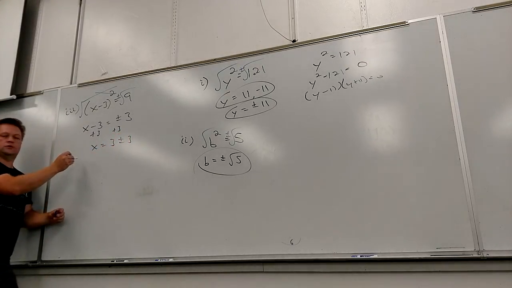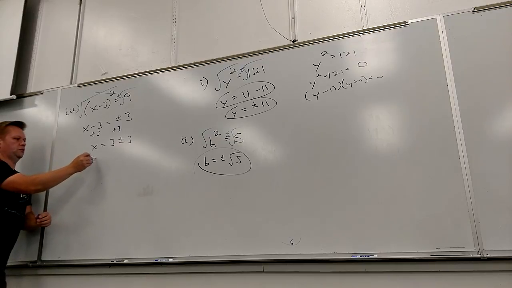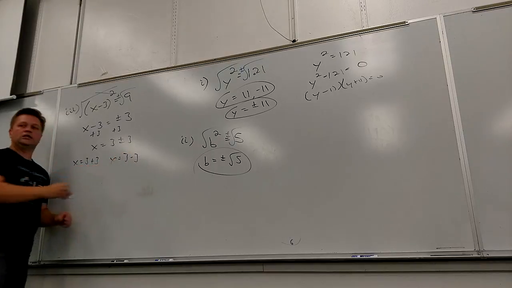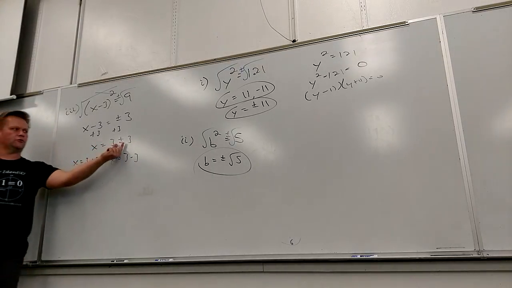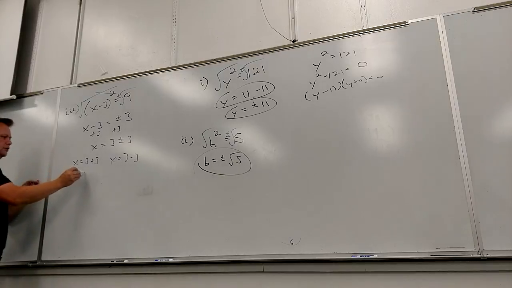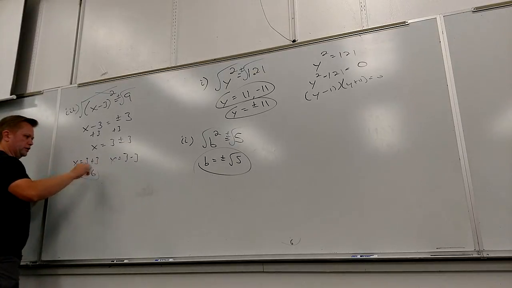So what are my 2 answers? Now, you're not done yet. What are my 2 answers? One of them is going to be 3 plus 3, and the other one's going to be 3 minus 3. You just have to do each one separately. This is a nice way to write it quickly, but then you realize it's 2 separate numbers, 2 separate little things I've got to simplify. So I get x equals 0 or x equals 6.